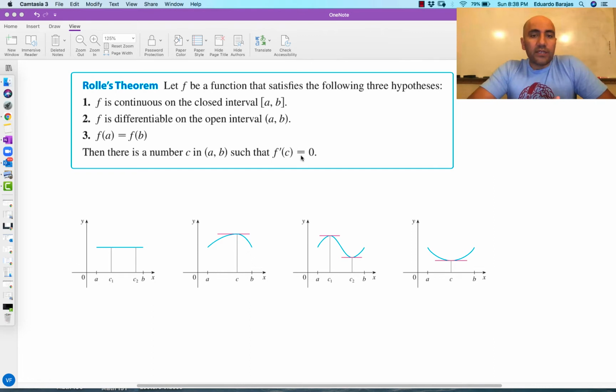So if these three conditions are satisfied, then there is a number c in between a and b, notice not the endpoints, such that f prime of c equals 0. Here are a few examples of how this can be achieved. Let me start off by looking at this one right here.